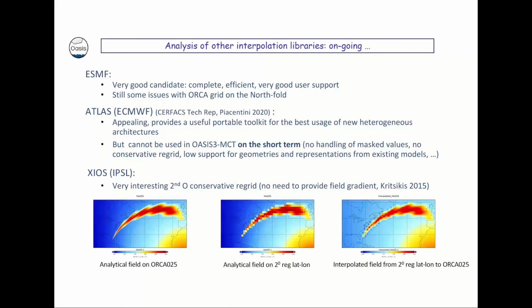We have here an example. On the left, you have an analytical field on the quarter-degree ORCA grid. At the center, this is expressed on the 2-degree regular lat-lon grid. And on the right, it's regridded on the ORCA grid again. And you see that the second order conservative regridding recreates a good gradient of the fields.